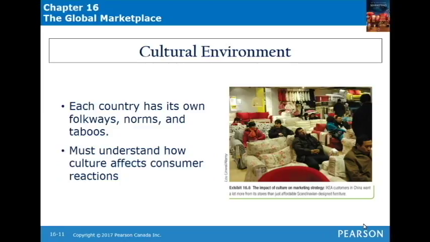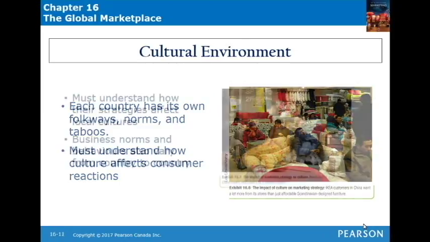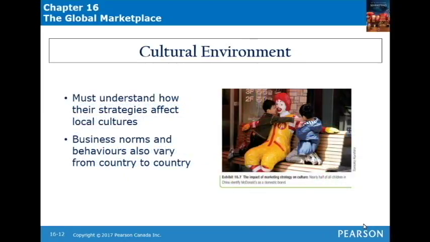Exhibit 16.6. The impact of culture on marketing strategy. IKEA customers in China want a lot more from its stores than just affordable Scandinavian designed furniture. Cultural environment. Companies must understand how their strategies affect local cultures. Business norms and behaviors also vary from country to country. Exhibit 16.7, the impact of marketing strategy on culture. Nearly half of all children in China identify McDonald's as a domestic brand. Good work, McDonald's.